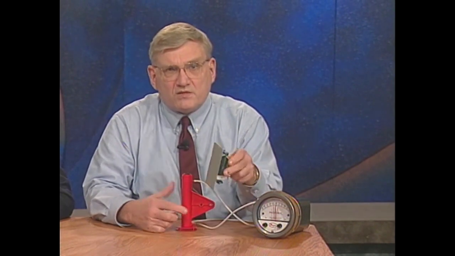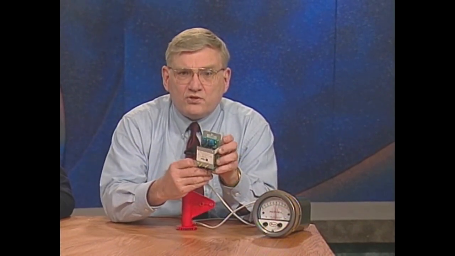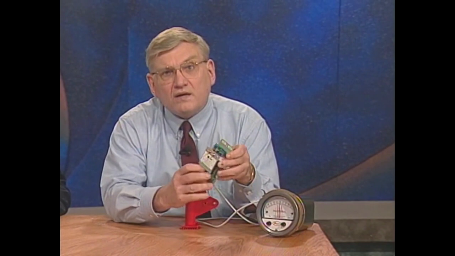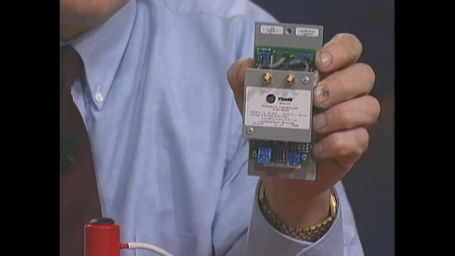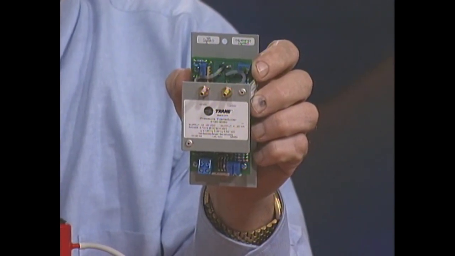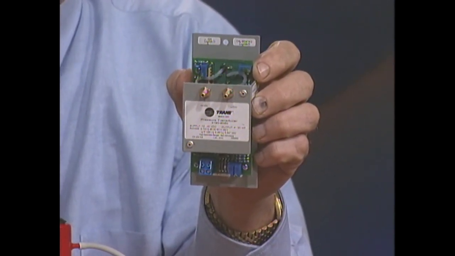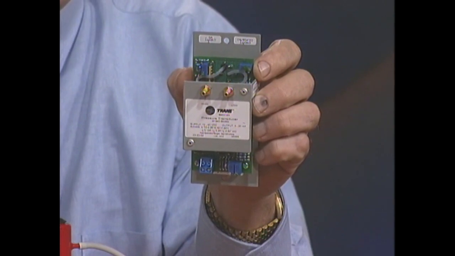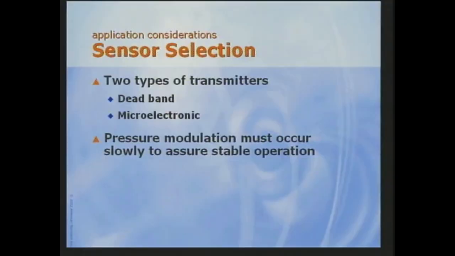The other option is this microelectronic transmitter that's used in a BASD type control system. It converts the pressure differential between the indoor and outdoor static pressure signals into an electrical signal which is read by a controller. The controller is then responsible for maintaining the building pressure at the specified set point. The key is to maintain stability. Building pressurization changes generally need to occur very slowly so that other system components can adjust.